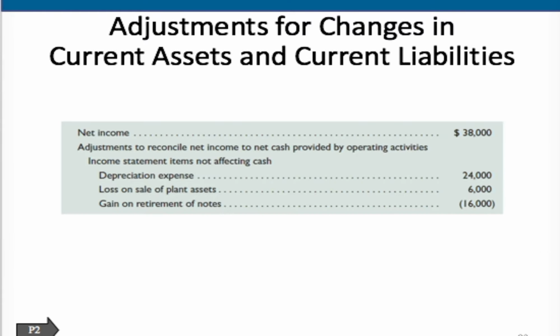To illustrate, the indirect method begins with Genesis's net income of $38,000 and adjusts it to obtain net cash provided by operating activities of $20,000. This slide shows the results of the indirect method of reporting operating cash flows, which adjusts net income for two types of adjustments. They are adjustments to income statement items that neither provide nor use cash, and adjustments to reflect changes in balance sheet current assets and current liabilities that are linked to operating activities.